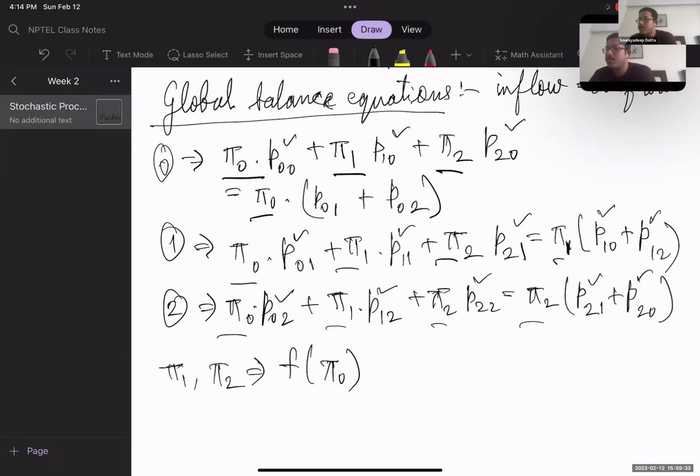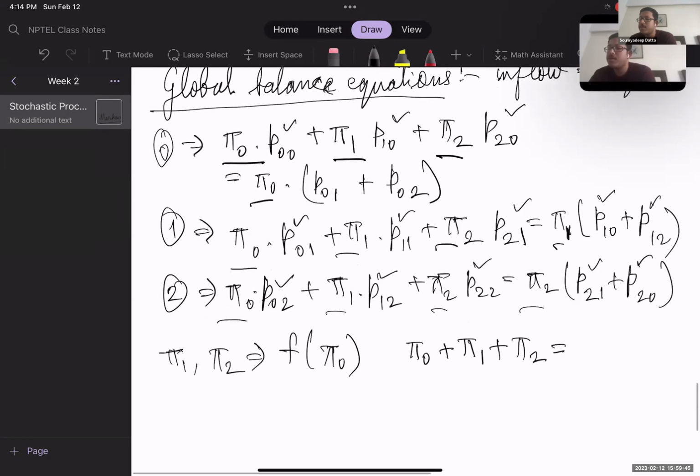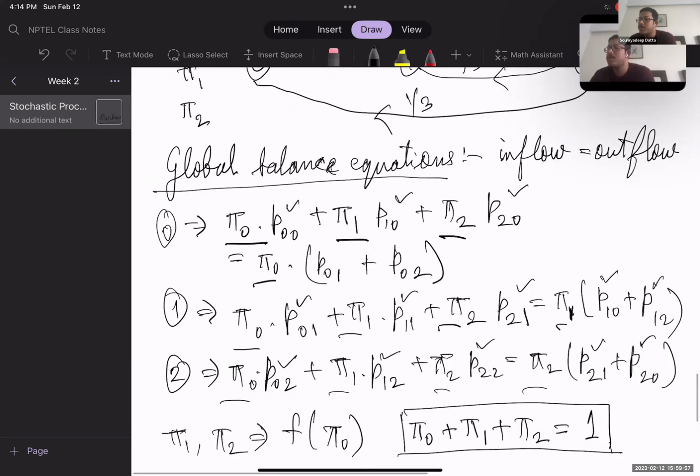You also need another equation to solve this system of equations. This will be pi 0 plus pi 1 plus pi 2. This sum of probabilities has to be equal to 1, because the system has to exist in one of these 3 states. That is the whole state space that you have from the question.